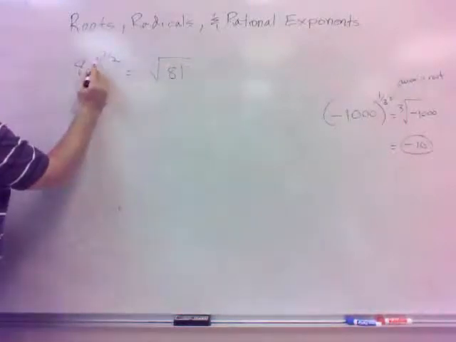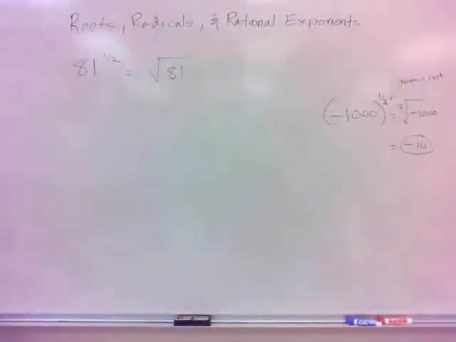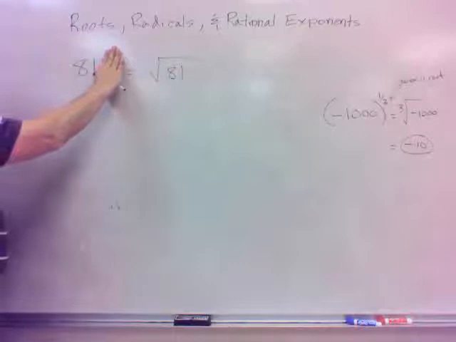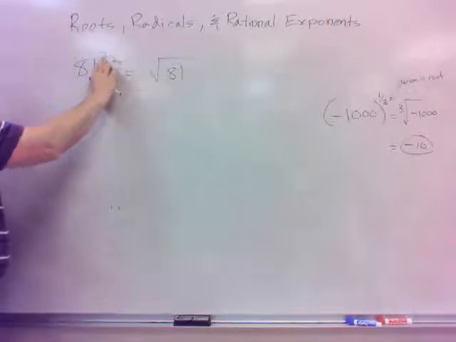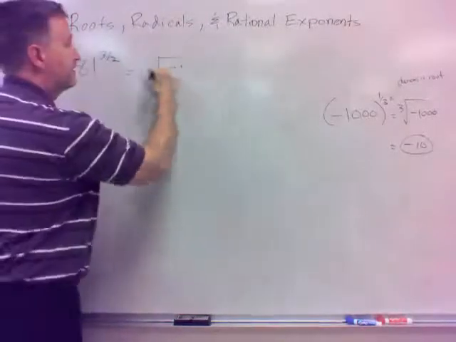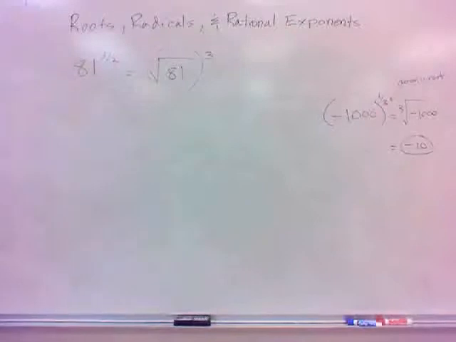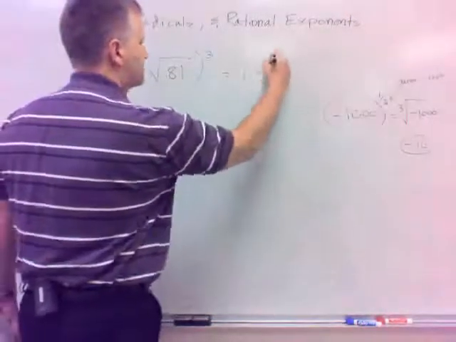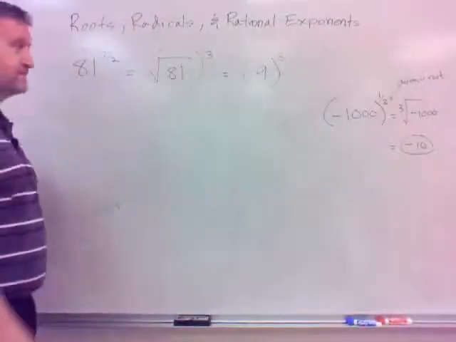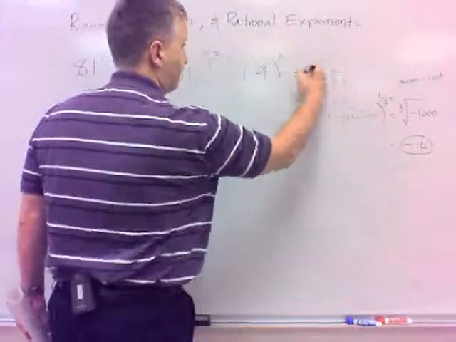Now, 3 is not in the denominator, and so 3 is not a root. No, 3 is just a regular power, if you will. We're just going to take that as the 3rd power. Basically, I've got the 3rd power and the 1/2 power, is one way we could look at this. So I'm just going to carry that 3 along as the 3rd power. I'm going to do the square root of 81, and then I'm going to do it to the 3rd power. What's the square root of 81? Square root of 81 is 9. Then I'm going to cube that. 9 cubed. 9 times 9 times 9.